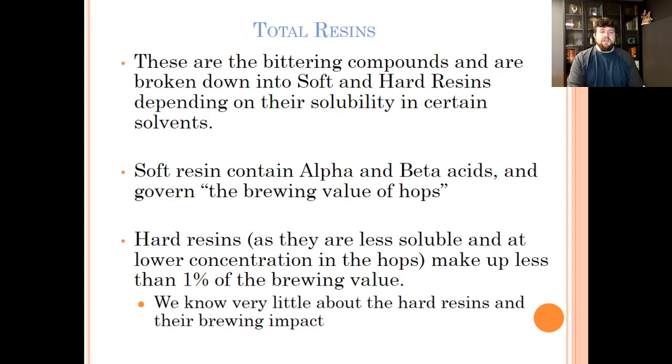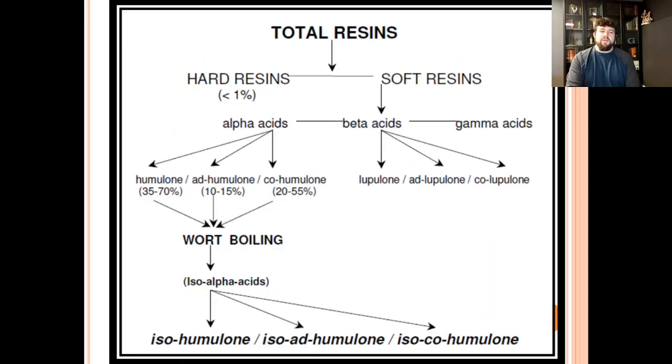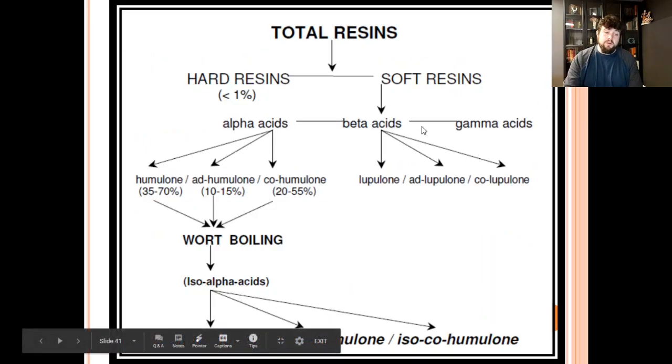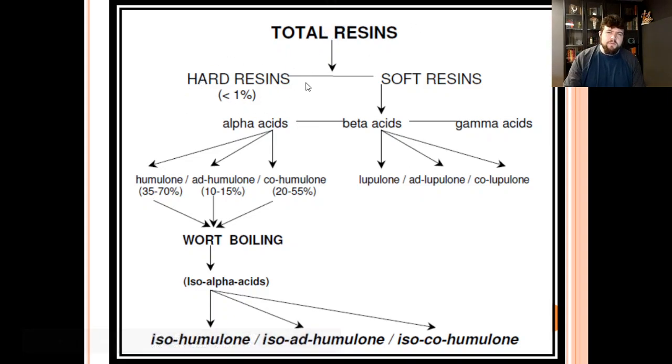But for the resins, this is where the alpha acids, beta acids, and often the classic flavor compounds for hops would reside. Now we can break this down further. Total resins can be broken down to hard resins, which are less than 1%, not very useful for us, and from a brewing standpoint, horrifically understood. And then we have the soft resins, which is the bulk of the resin content. Now, the soft resin can be broken down into alpha acids, which we're going to talk about a lot today, beta acids, which we'll talk about a little, and then gamma acids, which we know very little about, but from all accounts appear to have almost no flavor impact.